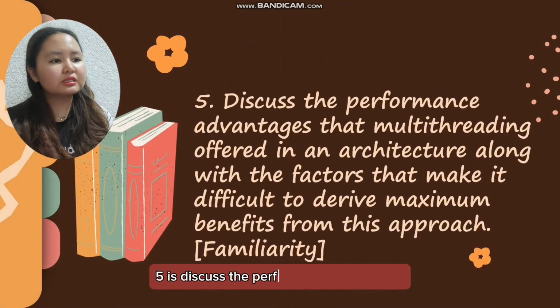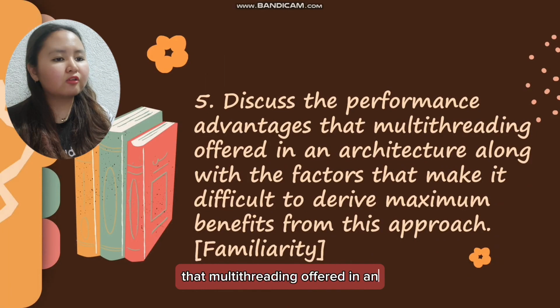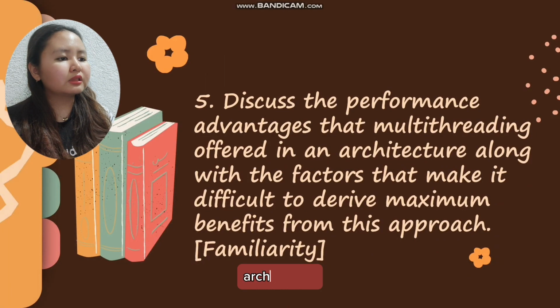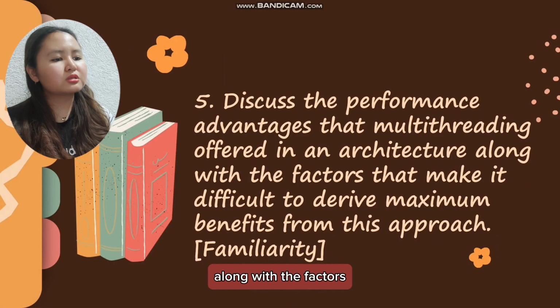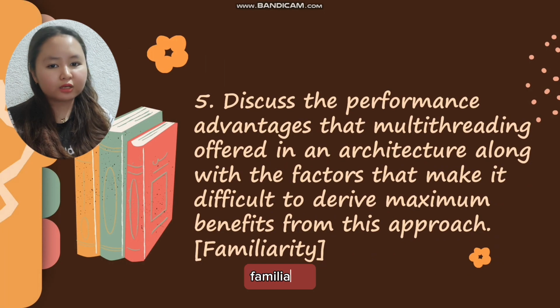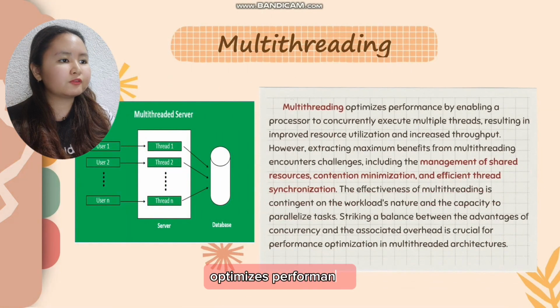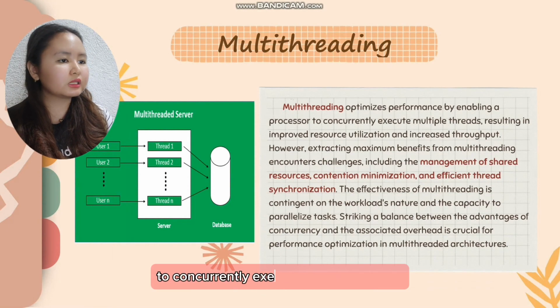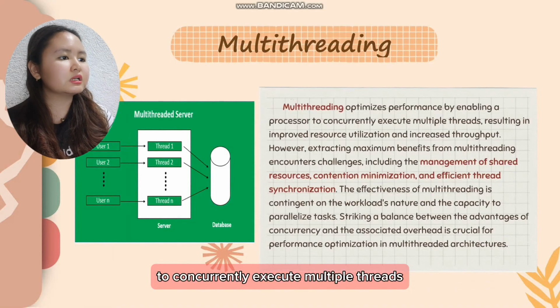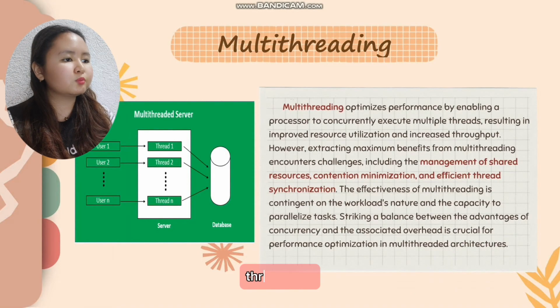Five is discuss the performance advantages that multithreading offers in an architecture along with the factors that make it difficult to derive maximum benefits from this approach. Familiarity. And my answer is multithreading optimizes performance by enabling a processor to concurrently execute multiple threads, resulting in improved resource utilization and increased throughput.